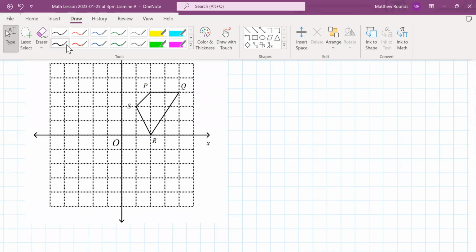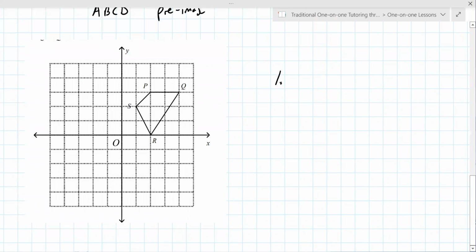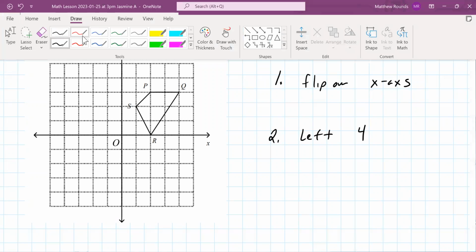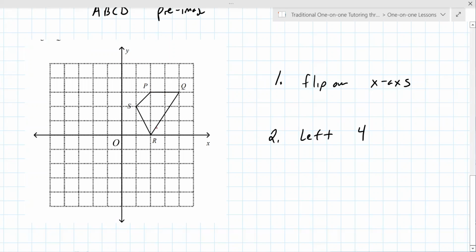So the way this, let me make a couple transformations. The first one will be a flip over the x-axis, and then we're going to go left 4 units. You can actually do it all in one step if you want. You could take a point like Q. You could flip it over the x-axis, so it's 3 away. That means it's 3 down. But then you've got to move it left 4. So you go 1, 2, 3, 4 left like that. And that's your new Q position.